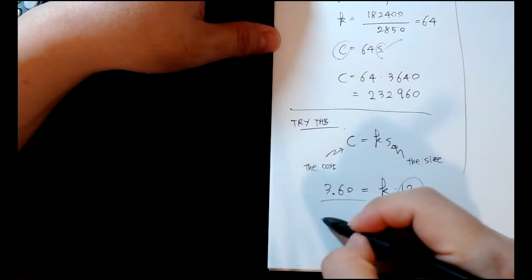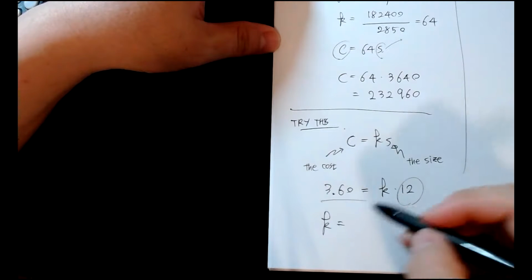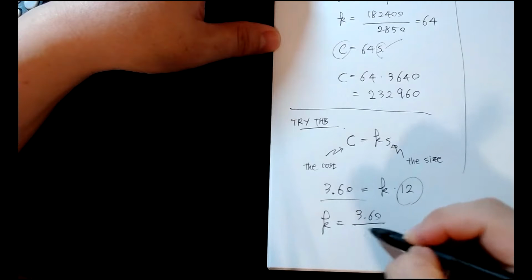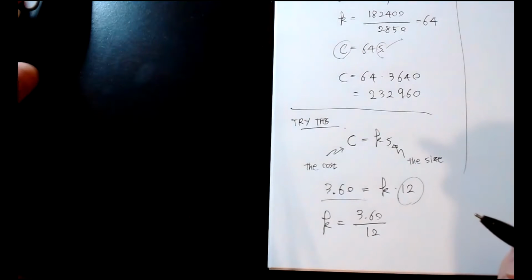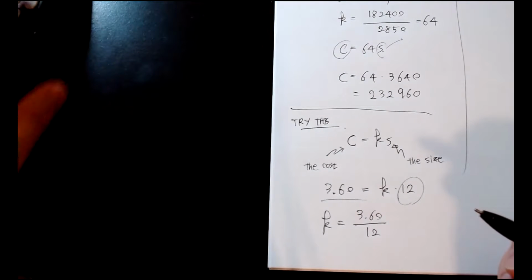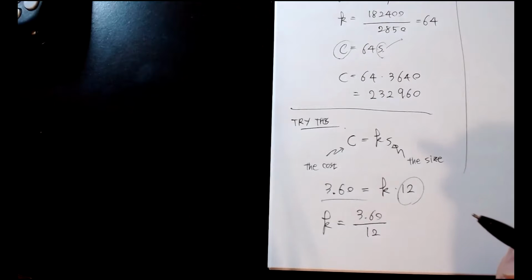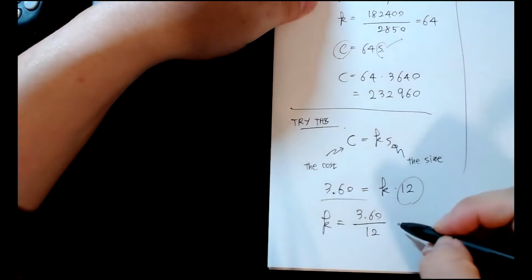Okay, so now k is what? It's going to be 3.60 divided by 12, right? So 3.60 divided by 12. That's going to be 0.3.